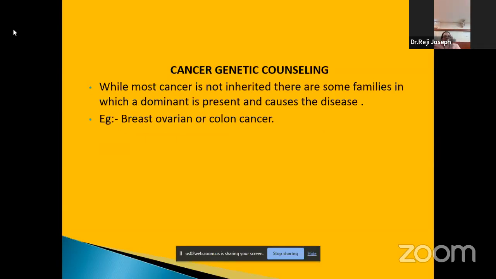While most cancers are said to be inherited, we have two types of cancer. One is found to be a hereditary disease and one is found to be a non-hereditary disease. So for breast, ovarian and colon cancer, we can say it is a genetic disorder, which is a hereditary disease. And whether it is inherited or not, we have to go for counseling.